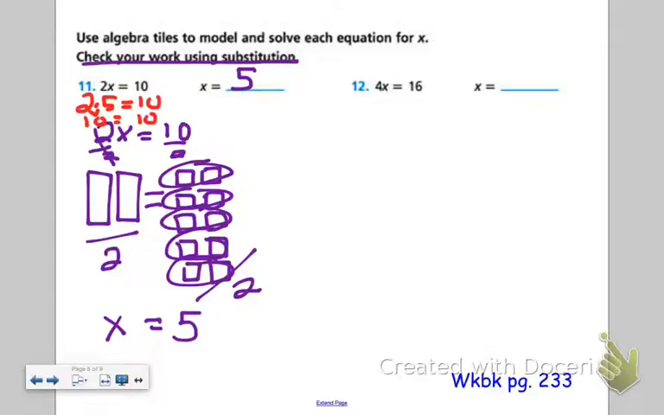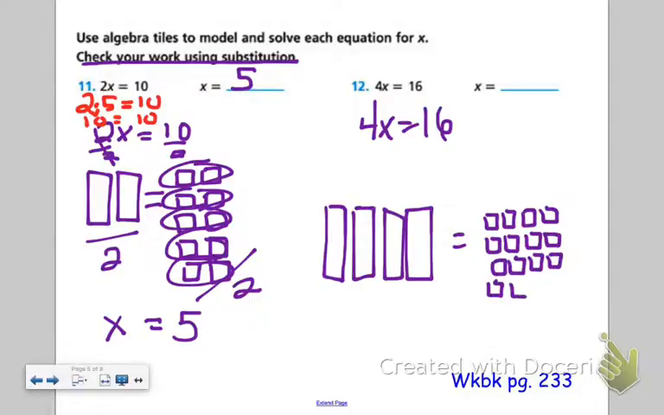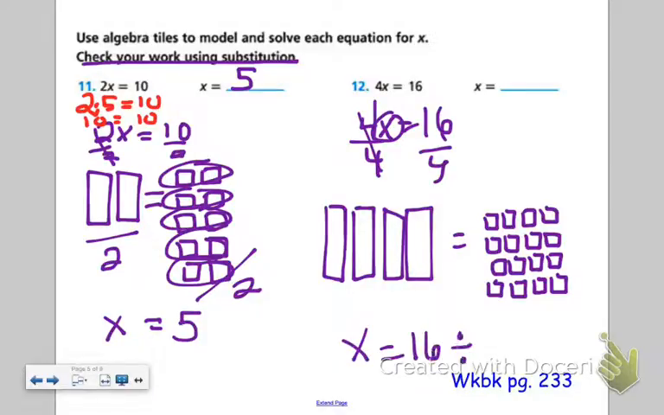We have 4x equals 16. So 4x equals 16, that's my original equation. So 4 x's equals 16. 1, 2, 3, 4, 5, 6, 7, 8, 9, 10, 11, 12, 13, 14, 15, 16, and I'm going to divide by 4 in order to get my x by itself. So my related equation is x is equal to 16 divided by 4.